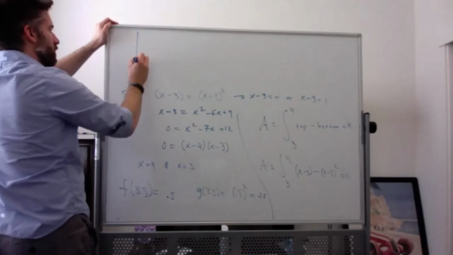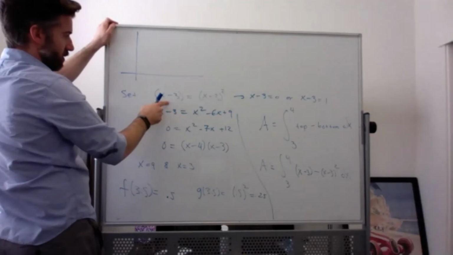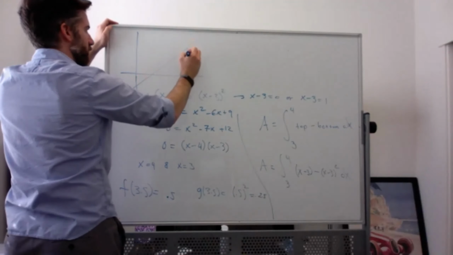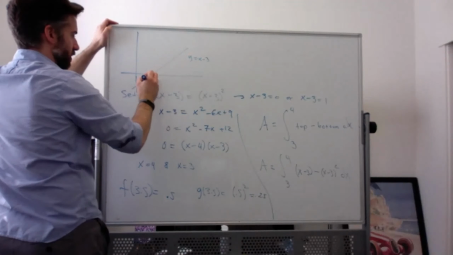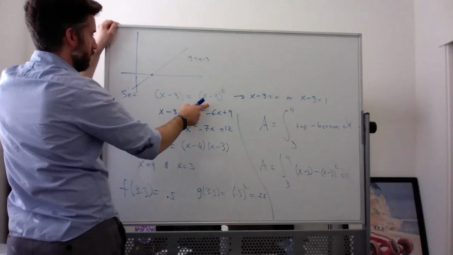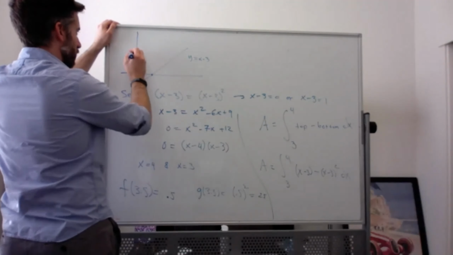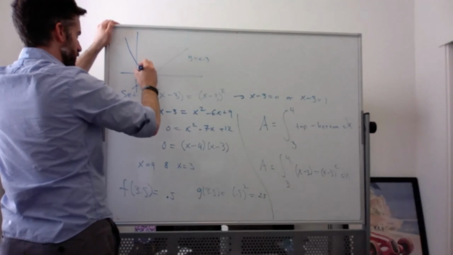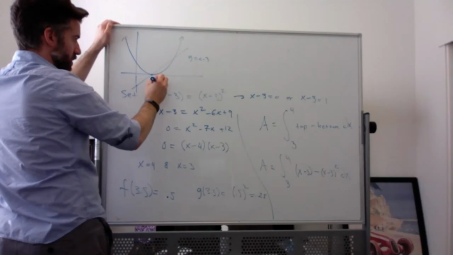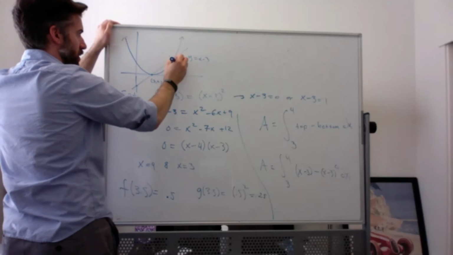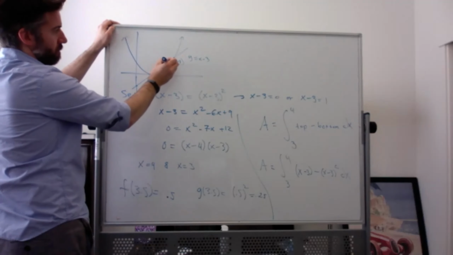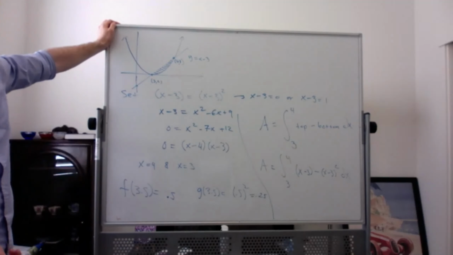So just to show you what this looks like, y equals x minus 3 looks like that. It has an x-intercept of 3 and a y-intercept of negative 3. And y equals x minus 3 squared is an upward opening parabola with its vertex at 3. So it looks kind of like this, where you're intersecting at (3, 0) and at (4, 1). And so we're finding the area in there. So that's what we did.